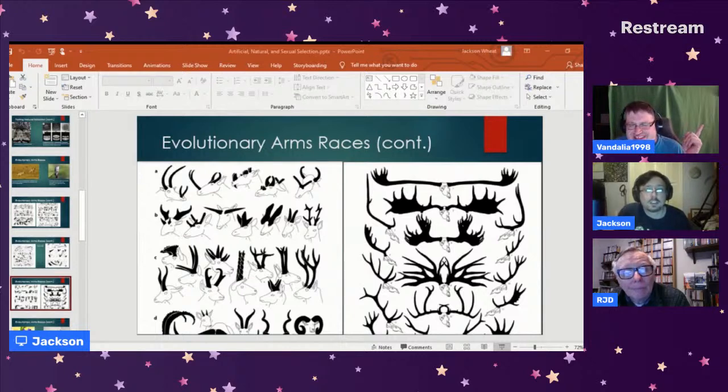Which way do you want to face? This way, that way. Can you imagine the one in the upper right-hand corner trying to go through a forest of closely packed trees? I wonder if that was a forest dweller or a field dweller. I'd have to go back to the original paper and see what taxa that is.